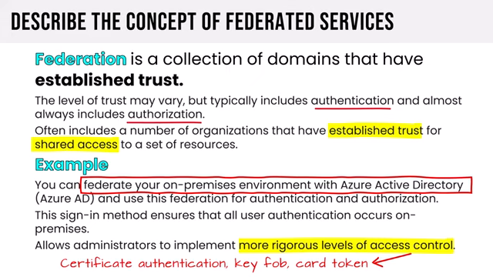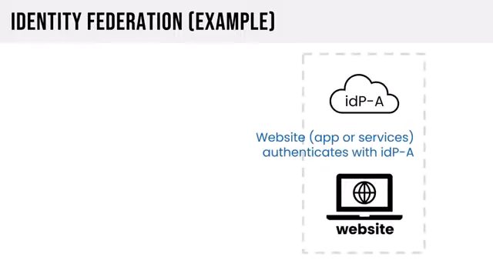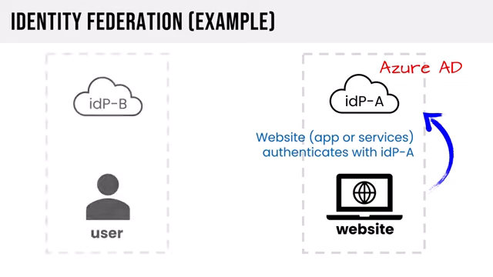Some of these methods are making their way into the identity as a service platform, so federation has become less necessary in some circumstances. I'd like to talk through a quick identity federation example I think might resonate with you. So I have a website, let's say it's hosted in Microsoft Azure, that's my CSP. So that's going to use Azure Active Directory as its identity as a service, that's Identity Provider A, IDPA.